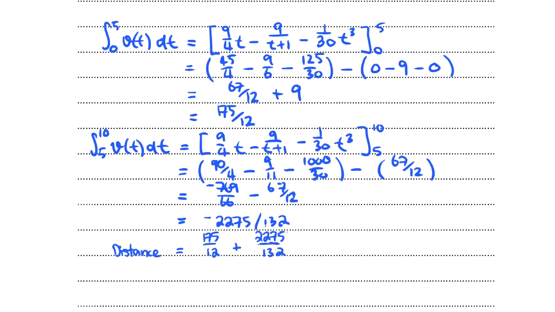Put it in a calculator and we get 350 on 11, which is approximately equal to 31.8181. Let's round that to three significant figures: 31.8 meters. And we're finished.